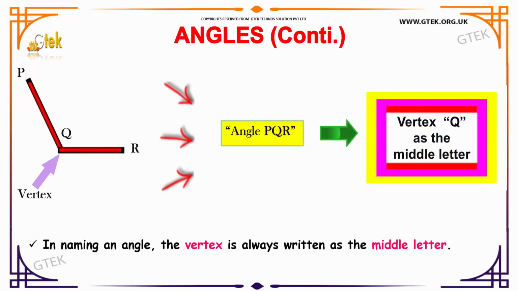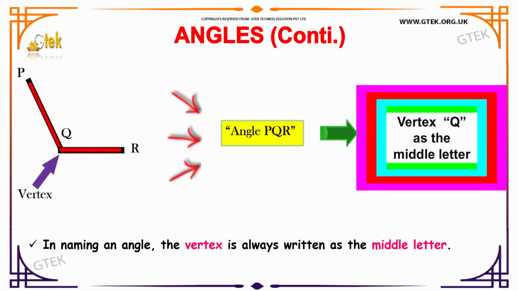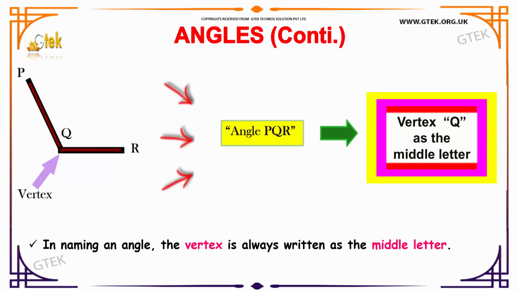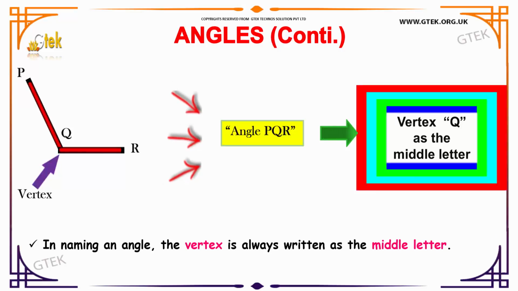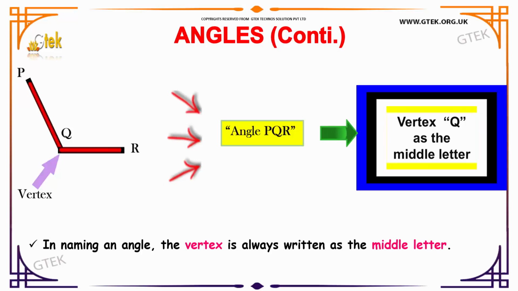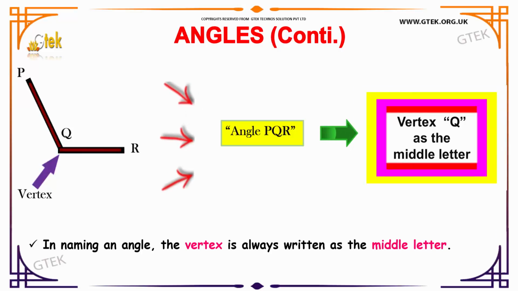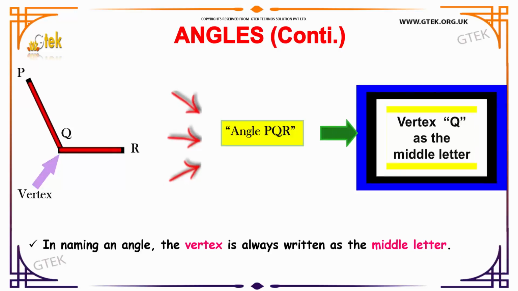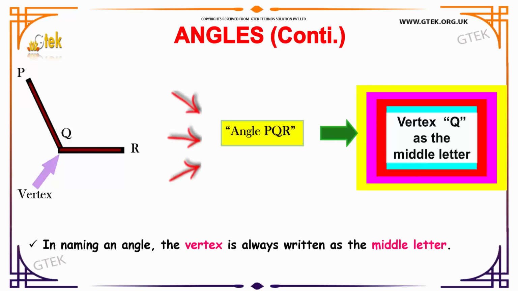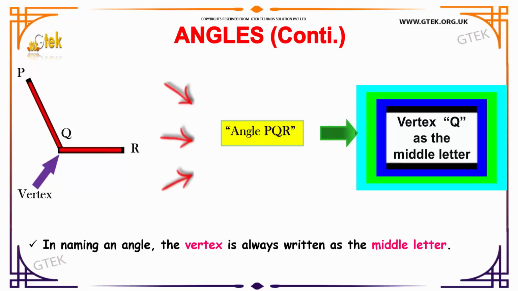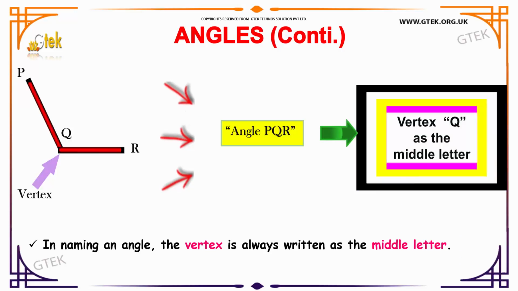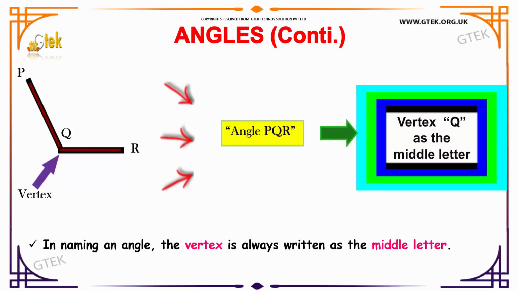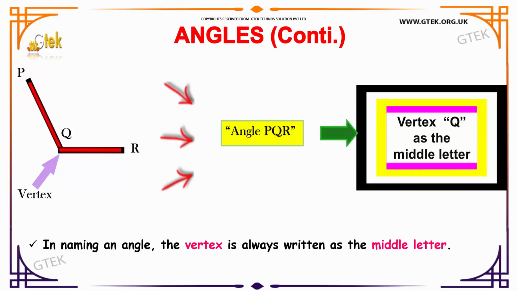To name an angle, the vertex is always written as the middle letter. So, to name the angle that is formed by the arms PQ and QR, we have to write the angle with the vertex in between. So this angle is written as PQR or RQP. It emphasizes that your Q, that is your vertex, should be written as the middle letter when you are writing down the angle.